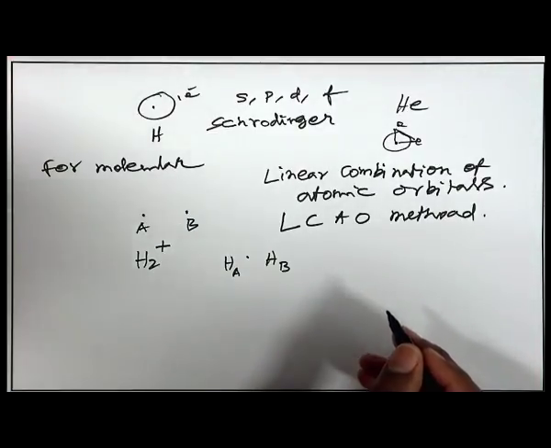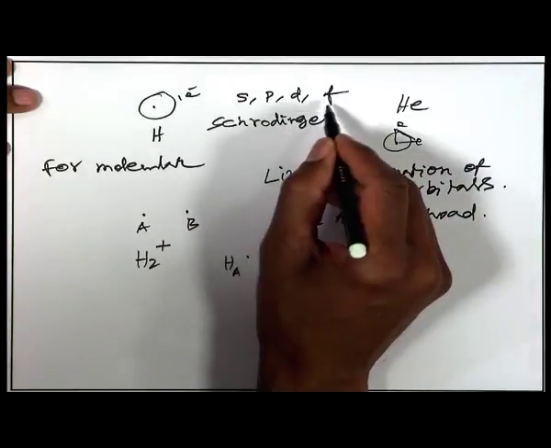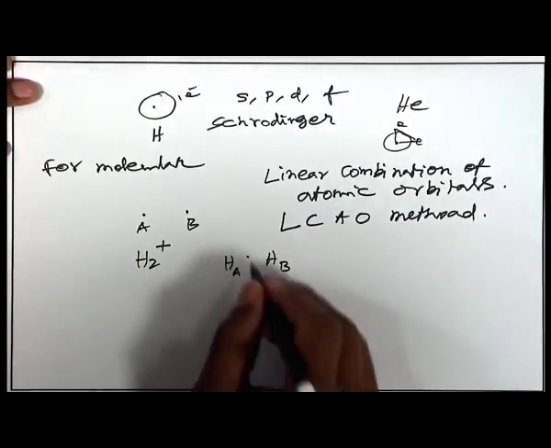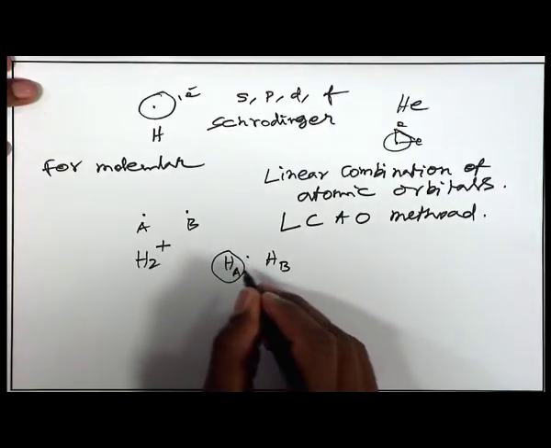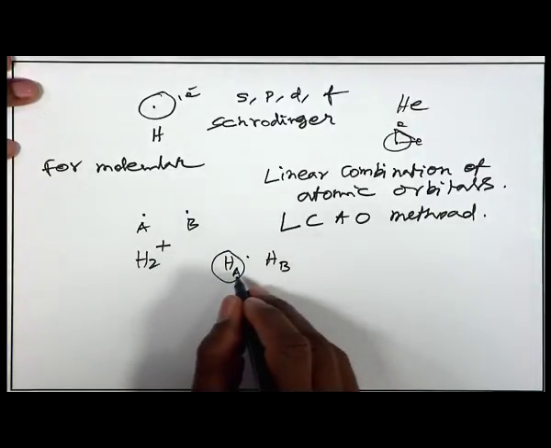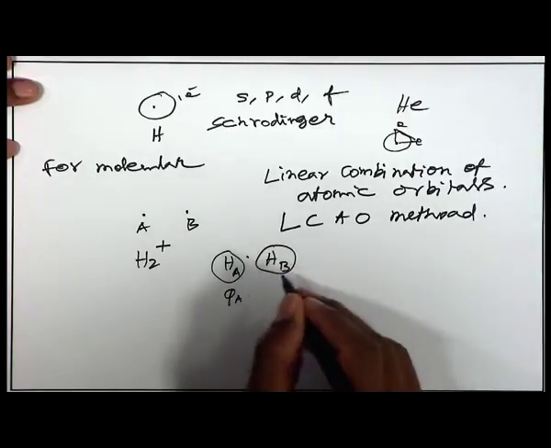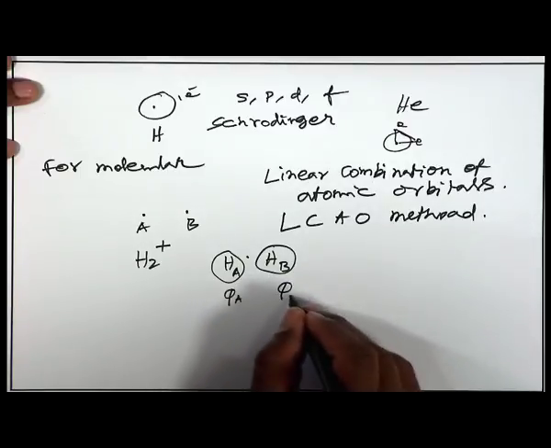Now, in wave mechanics, atomic orbitals are described by wave equations. The atomic orbital of this hydrogen atom can be described by a wave function phi A, and the atomic orbital of this hydrogen atom can be described by a wave function phi B.